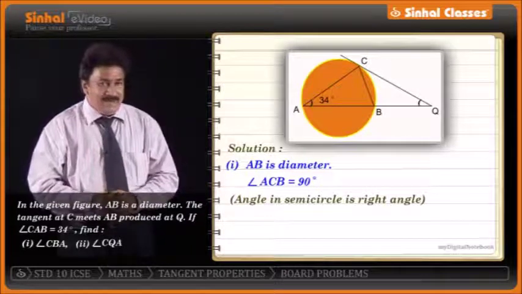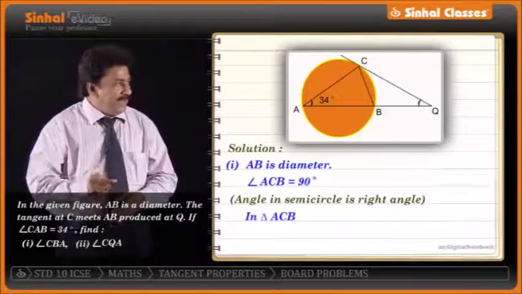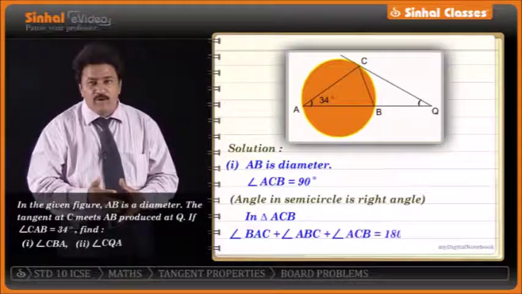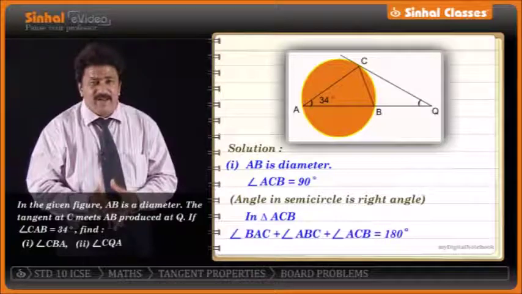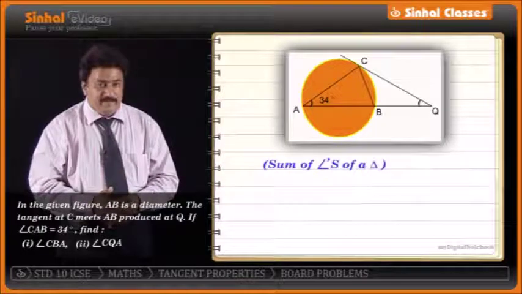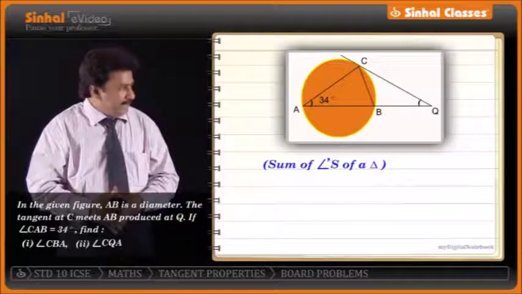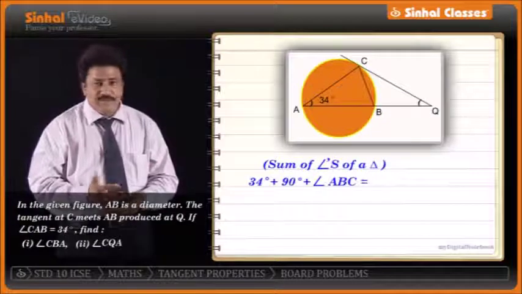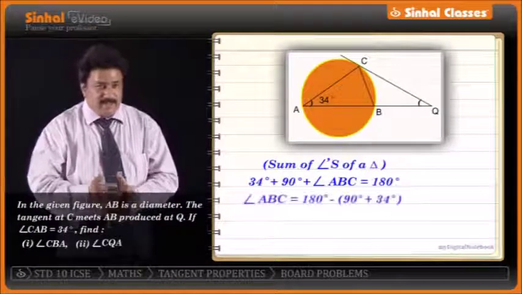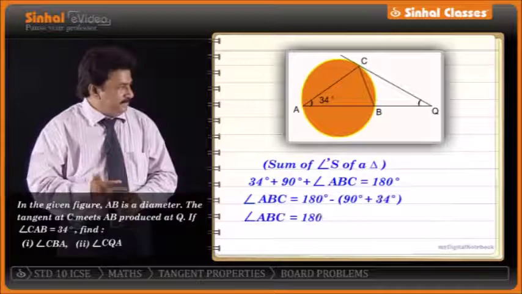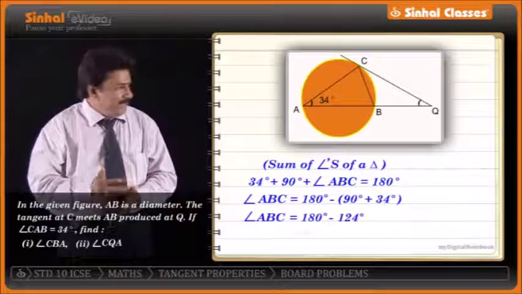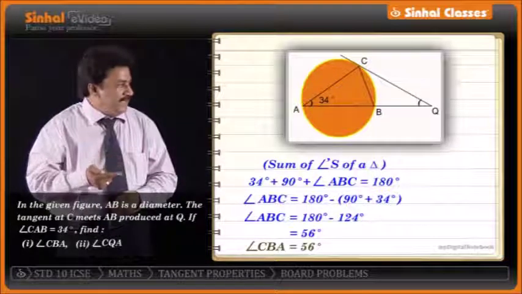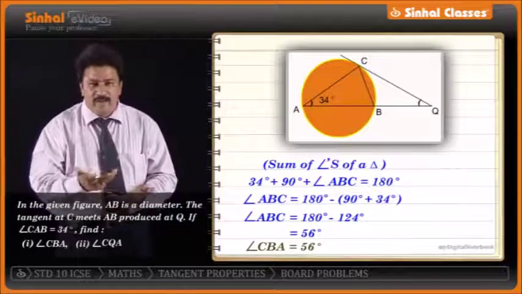So in triangle ACB, what have you got now? Angle BAC plus angle ABC plus angle ACB is equal to 180 degrees, that is, the sum of angles in a triangle is 180 degrees. By putting the values into the formula, I get 34 degrees plus 90 degrees plus angle ABC is equal to 180 degrees. That is, ABC is equal to 180 minus 124 degrees, which gives me 56 degrees. So 56 degrees is the measurement of angle CBA. That was the first thing you wanted to find, and you have done it.